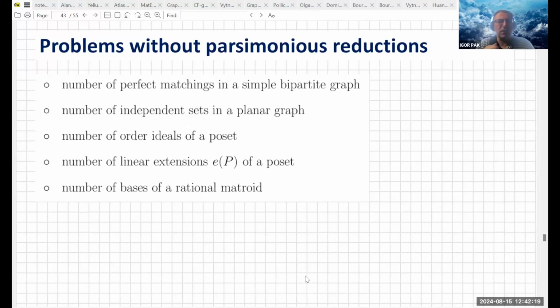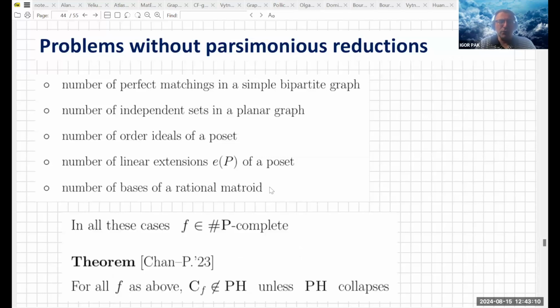So the difficult classes are the ones for which there is no bijective proof of that. There is no injection from formulas, and those include the perfect matching. Very famously, that's because deciding whether a graph has a perfect matching can be done in polynomial time, so there cannot be a parsimonious reduction. And similarly, independent set: every graph has at least one independent set. Other ideals of the poset, obviously, there are lots of other ideals, and most importantly for us, linear extensions of a poset and bases of a rational matroid. Of course, every matroid has at least one base, for example, and every poset has at least one linear extension. So there cannot be a parsimonious reduction to three-SAT.